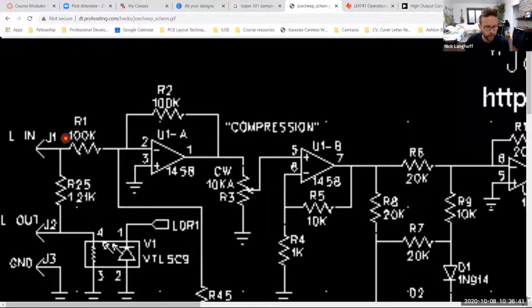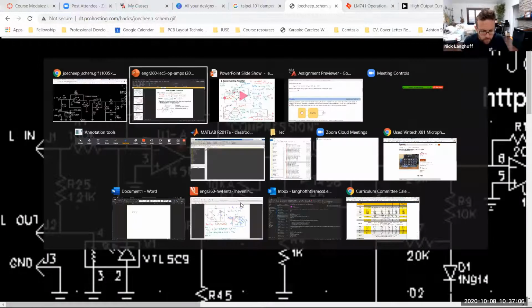It comes through a 100K resistor, and then notice this. It then is connected to the inverting terminal of this op-amp, U1A. The non-inverting terminal, pin 3, is tied to ground. And there's a feedback resistor in the feedback path connecting the output back to the inverting input, also a value of 100K. So what's the gain of this stage?